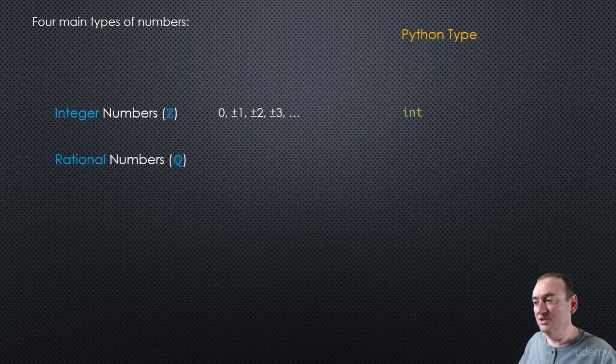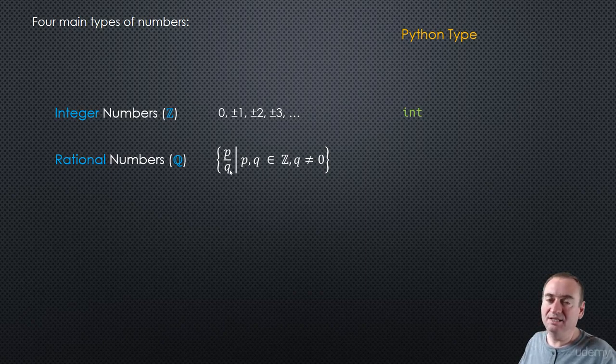Then we have rational numbers, which is represented in mathematical terms by this fancy little q. And that is basically fractions of the form p over q, where p and q are integer numbers and q is not equal to 0. So I want to make sure that you understand that these are fractions, but fractions of integers, not fractions of, let's say, pi over 3. That is not a rational number. Okay, that's not a regular fraction because pi is not an integer. And that's represented by the Fraction object that's in the fractions module.